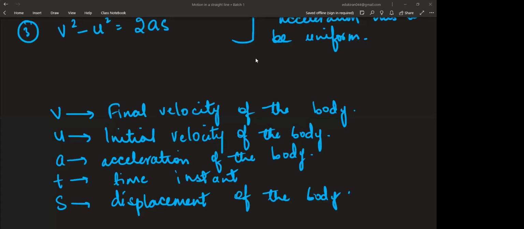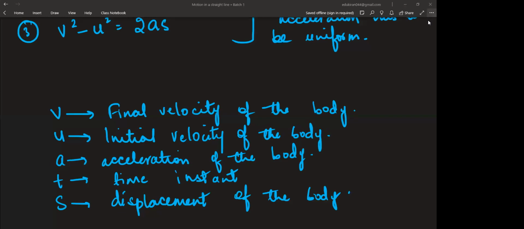Okay, thank you. See, I was saying you have these symbols which are fixed, and in every book you will be encountering these symbols only. This is not like your sign convention where you decide which to choose, right? V is the final velocity of the body. U is the initial velocity of the body. A is the acceleration of the body. T is the time instant or time duration, both can be valid. And S is the displacement of the body.